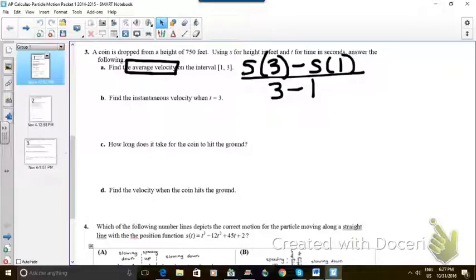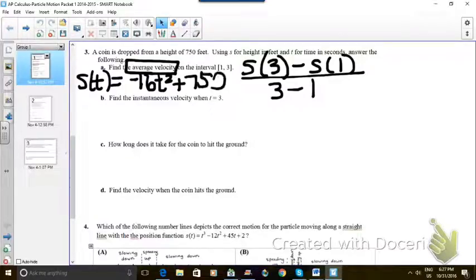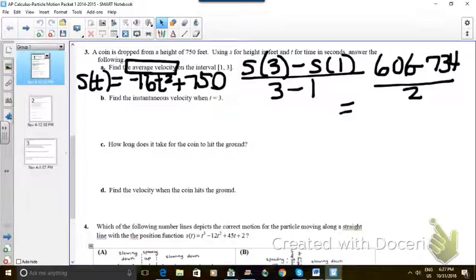So we have to plug in 3 into the s function. Our s function, I'll write it on the side over here, equals negative 16t squared plus 750. If we plug in 3, we get 606. Plug in 1 into the function, 734, over 3 minus 1 is 2. So that will equal negative 64 feet per second.